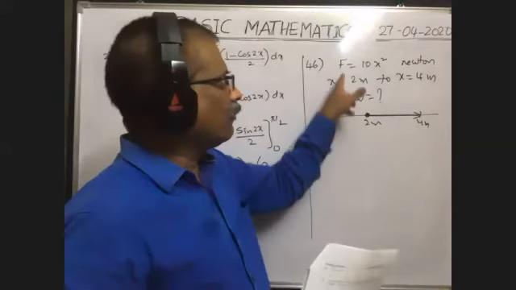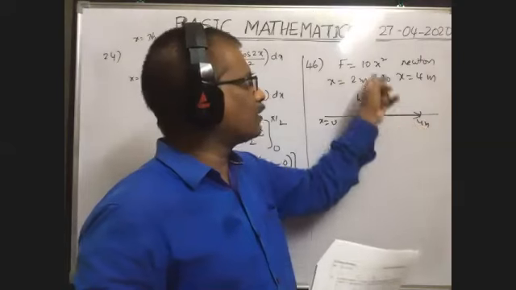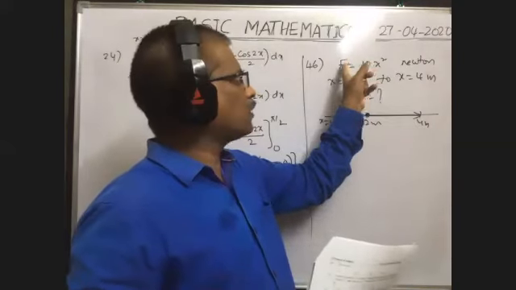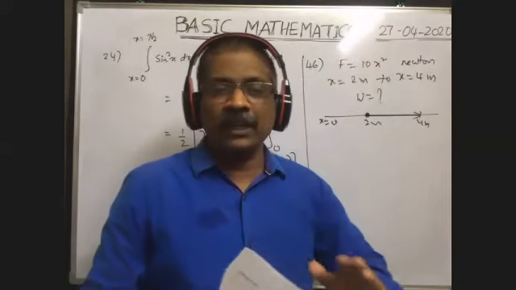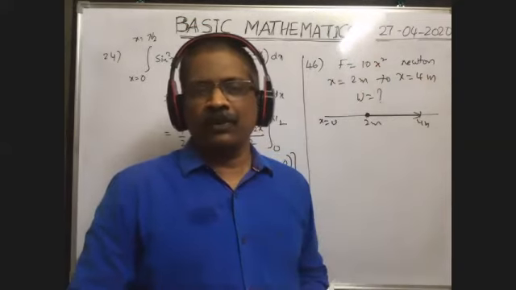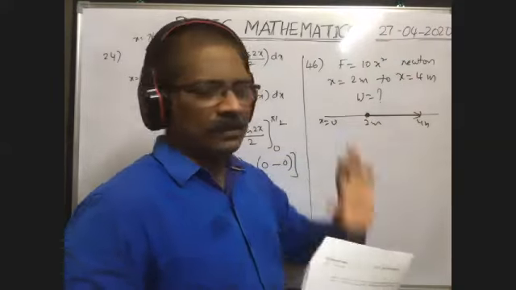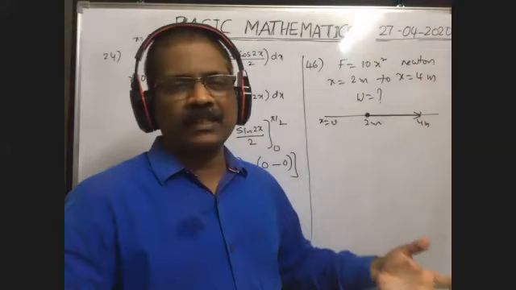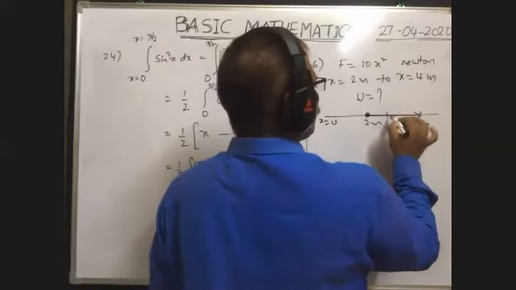But here, the force acting on a body when it travels from x equal 2 to x equal 4 is not constant because force varies with x. If x increases, the force acting on the body also increases. That's why a variable force acts on the body. When a variable force acts on a body, we should not simply write F into x or F into delta x as the work done. That's why we have to take a small work done.